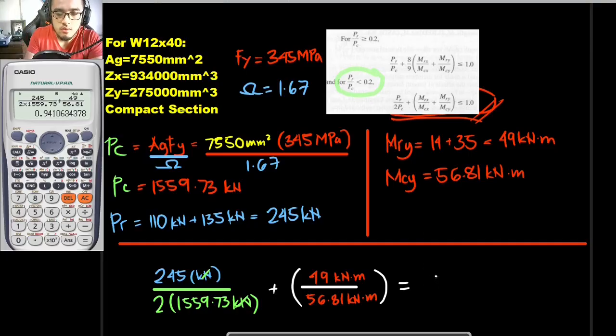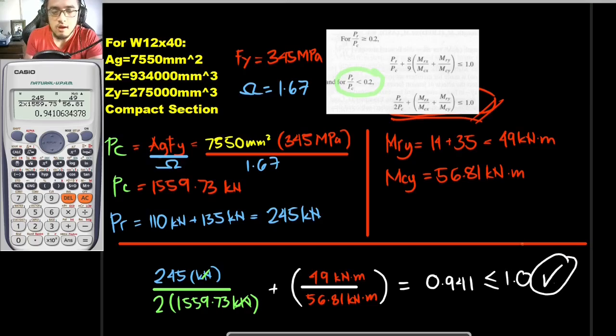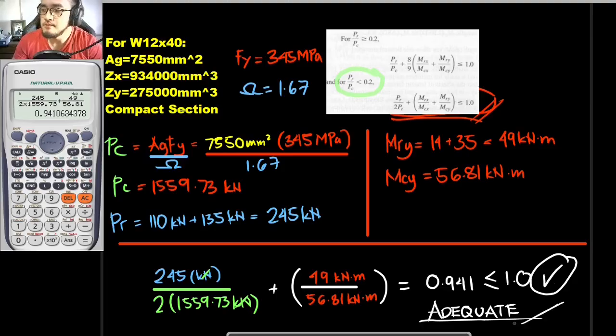So 0.941. Is it less than or equal to 1.0? The answer here is yes, meaning our section is adequate. Can you still follow, everyone? Yes, sir. Are there any questions? It seems there are none. Okay, if you don't have any more questions, let's proceed with the next problem.